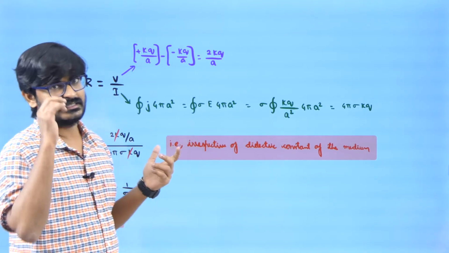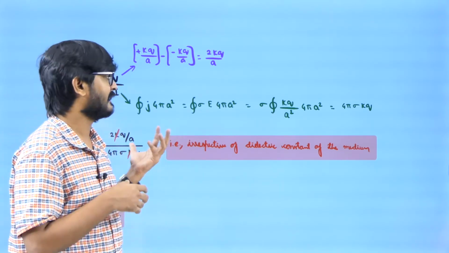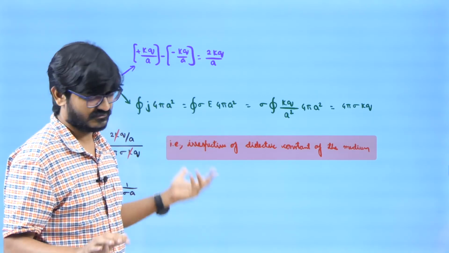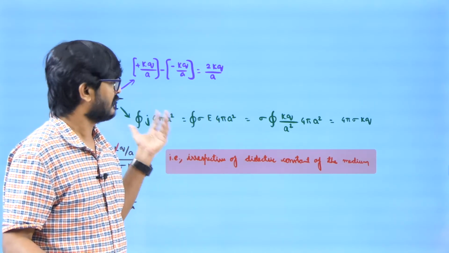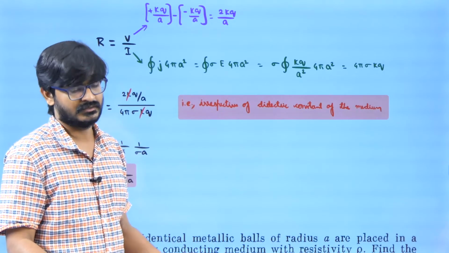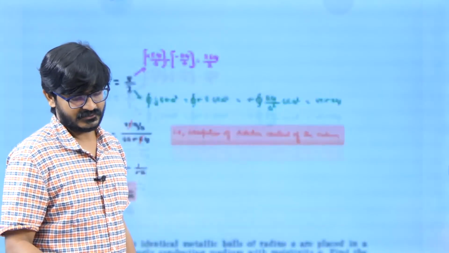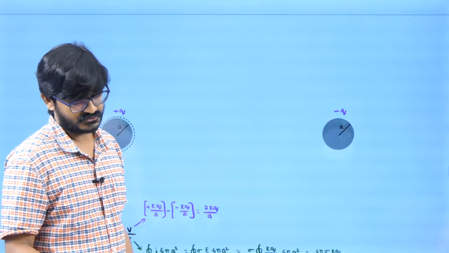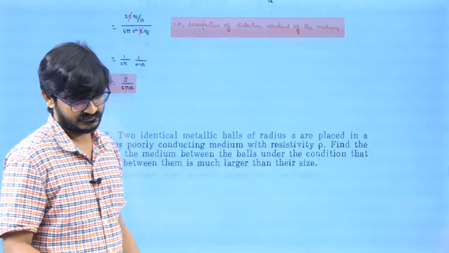I didn't bother much about the medium, but I have taken some medium of epsilon, whatever, vacuum kind of. But still, even if you take some other medium also, that k is getting cancelled. So it is irrespective of what is the dielectric constant of the medium. So what you are getting? Rho by 2 pi A. For one sphere you got how much? Rho by 4 pi A. For two spheres how much you got? Rho by 2 pi A. So you can see them like kind of series, right?